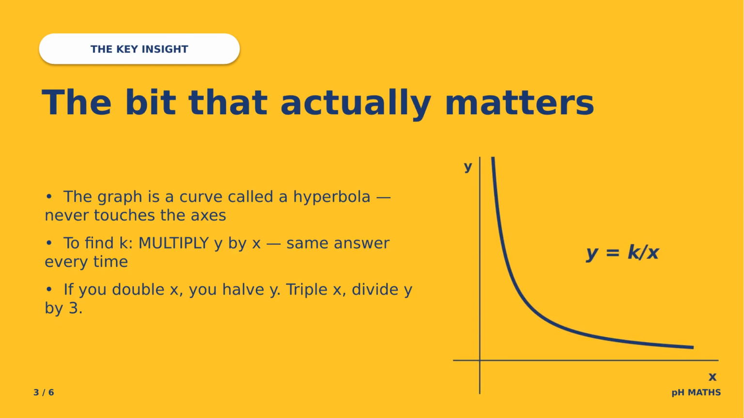Here's the key insight. The graph of y equals k over x is a curve called a hyperbola. It approaches both axes but never touches them. To find k, multiply any y by its x. You'll get the same answer every single time. Direct proportion, divide. Inverse proportion, multiply. That's the structural switch.